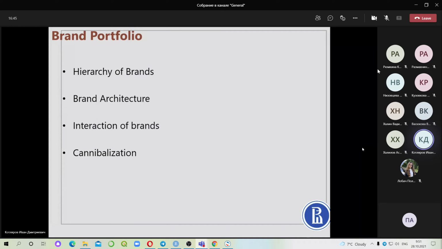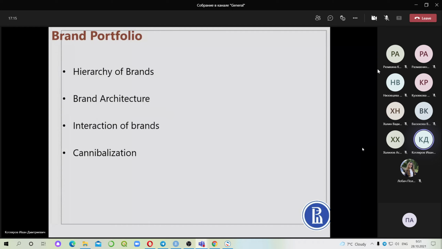This hierarchy of brands is used to create a brand architecture. When we use different brands for the same company, we have to ensure an effective interaction of these brands, and we have to avoid cannibalization. All these tasks are related to our brand portfolio management. Ladies and gentlemen, please just remember these terms. I will explain all of them on the next slides.